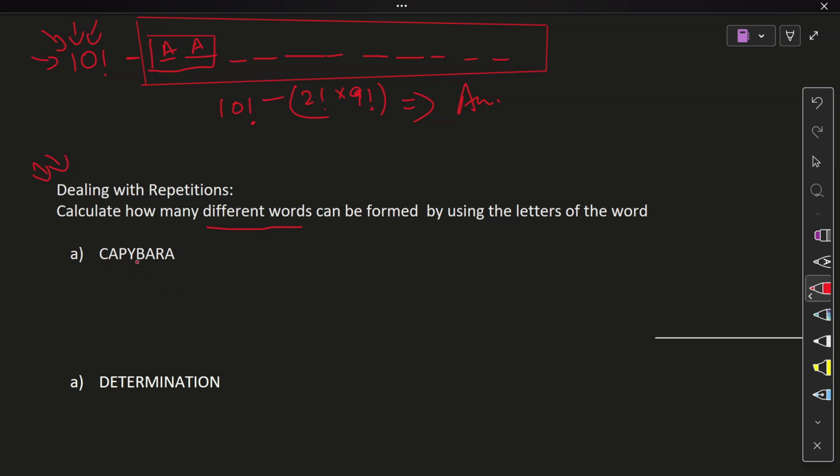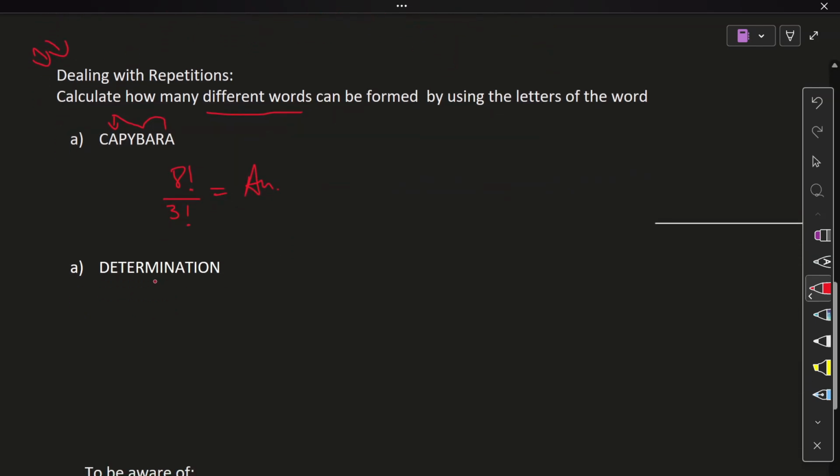1, 2, 3, 4, 5, 6, 7, 8. 8 letters that can move around and give a different arrangement each time, so I'm going for 8 factorial. But you see, A is being repeated how many times? 1, 2, and 3. So just divide by 3 factorial. That removes all the repetitions formed by these 3 letters moving around because they're the same thing, and that's going to be your answer.